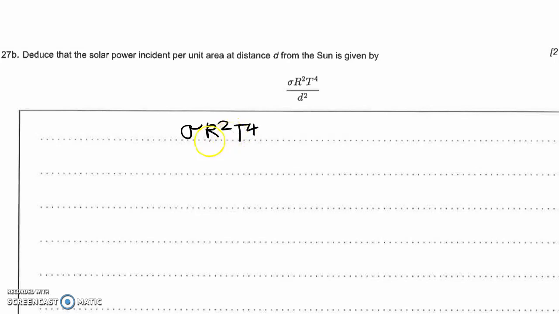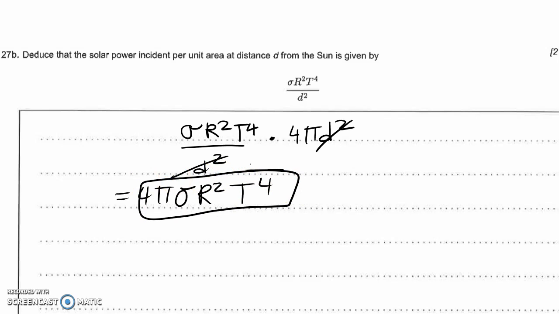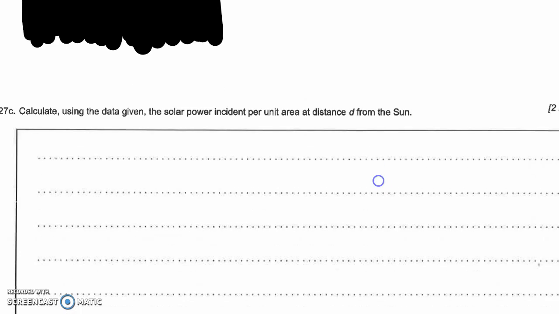And you're going to get over d squared times the surface area, which is going to be 4 pi d squared. So that's going to equal 4 pi times the Stefan-Boltzmann constant times r squared times T to the fourth, which is going to be the solar power incident per unit area at that distance.